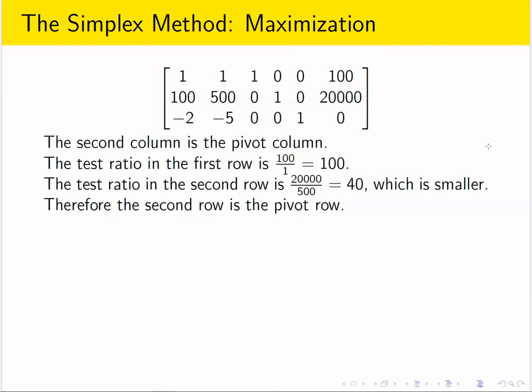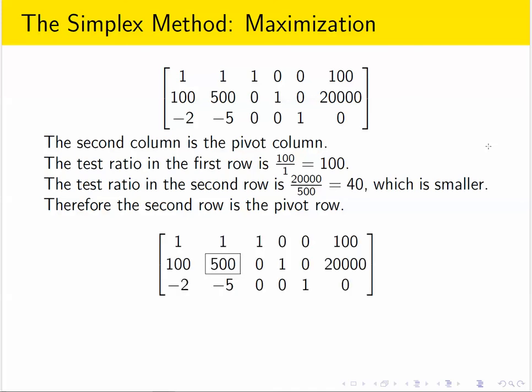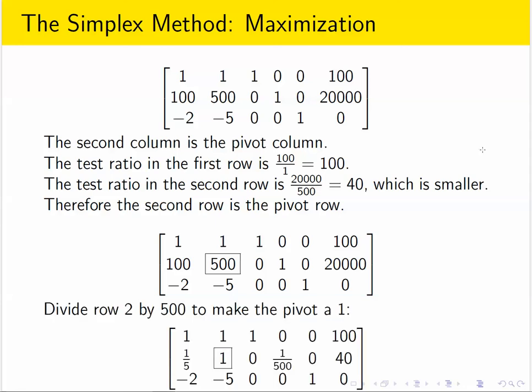The entry in the pivot column and pivot row, second column, second row, is that 500 we see. That's the pivot, and we can begin pivoting our matrix from there. The first thing we'll do to make the other operations easier is to change the pivot into a 1. So I do that by dividing the entire pivot row by the number 500. And we can see that this is the result of that division.